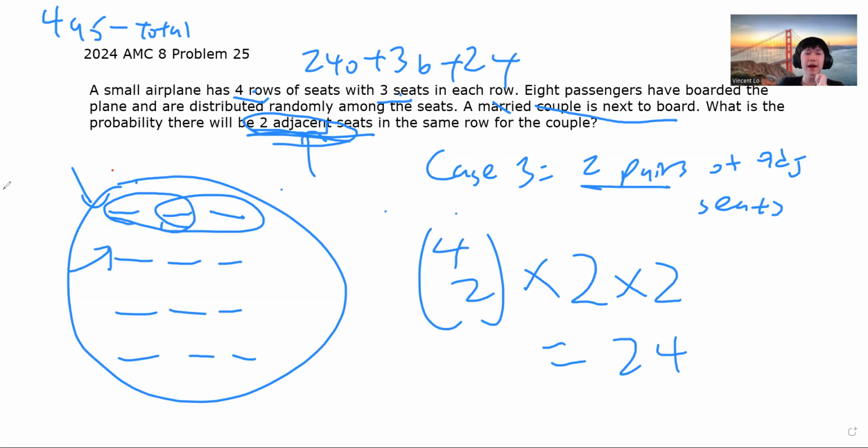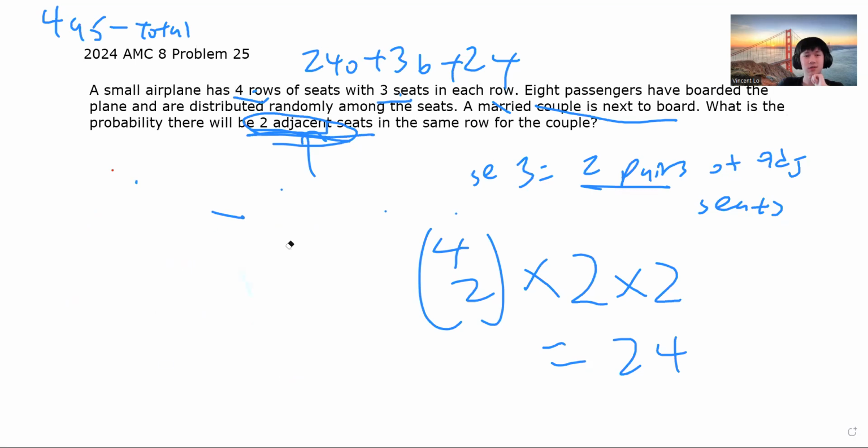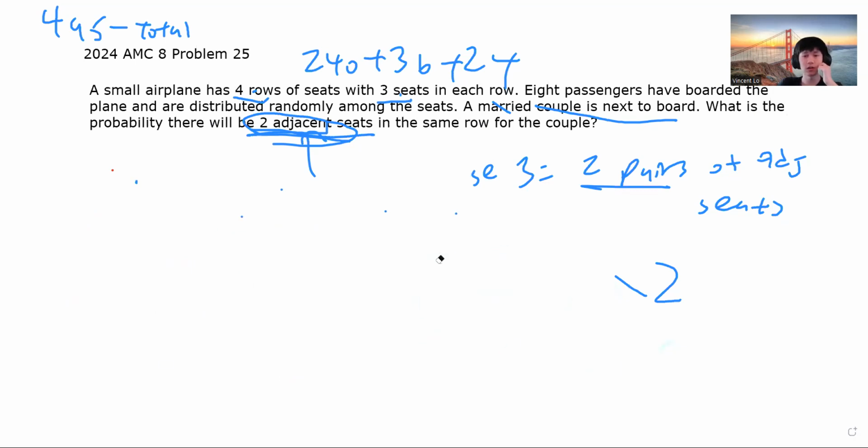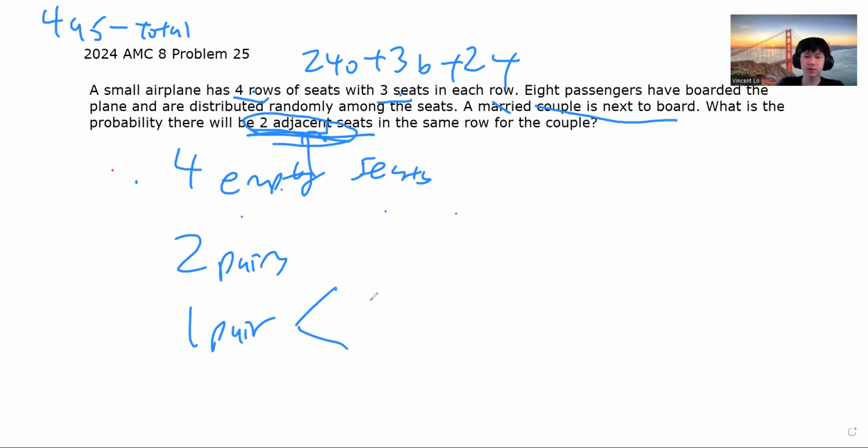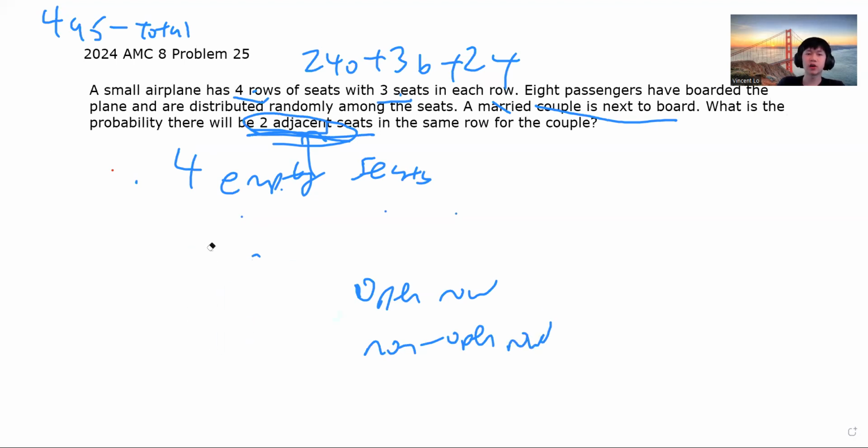All right. So now we have the number of total outcomes and the number of desired outcomes. So therefore, we can just divide them to get our answer. And we know that we're done with all cases because we've done 2 pairs, right? 2 pairs of adjacent seats. Because remember, there are only 4 empty seats total. So there can either be 2 pairs or 1 pair, right? And because we've done the 2 pairs already, and for the 1 pair we've already done the 2 cases, open row or non-open row, we can be confident that none of the cases actually overlap. And we've covered all the cases.